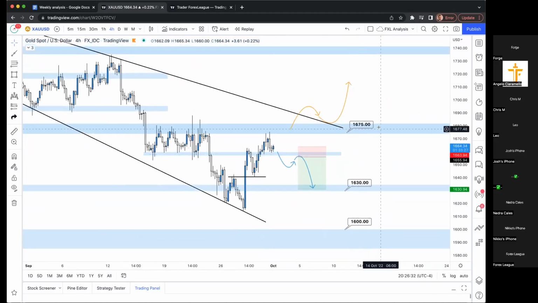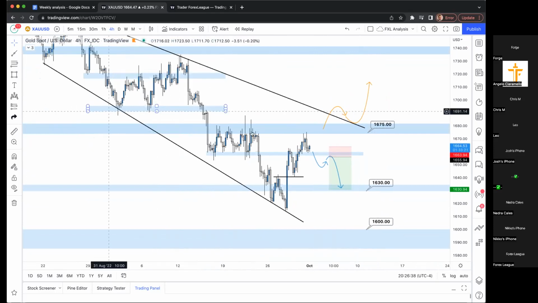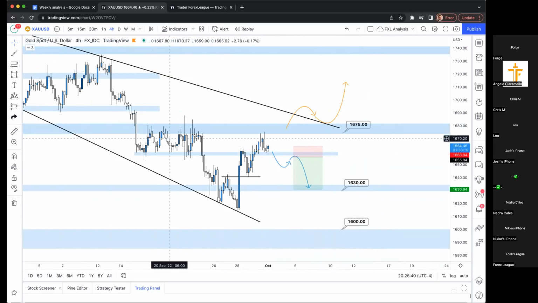I'm not sold on that because we still have 1675, which is proven to be a huge level in the past as both support and resistance, actually. So I'm thinking something like this is possible, where we just consolidate again, and then we'll get the next bearish leg. Again, the overall trend suggests that. So I'm really not going to try and predict anything. I'm just going to follow.